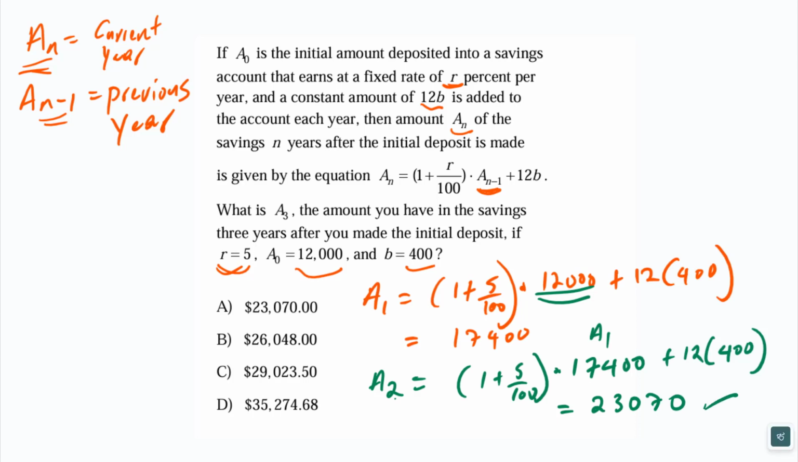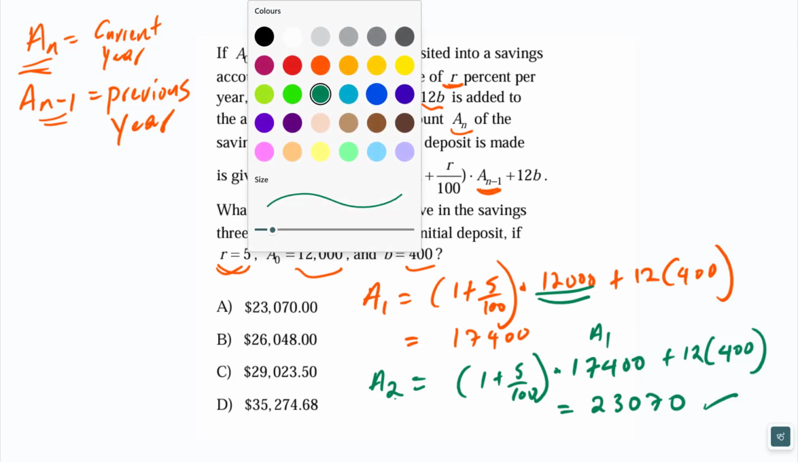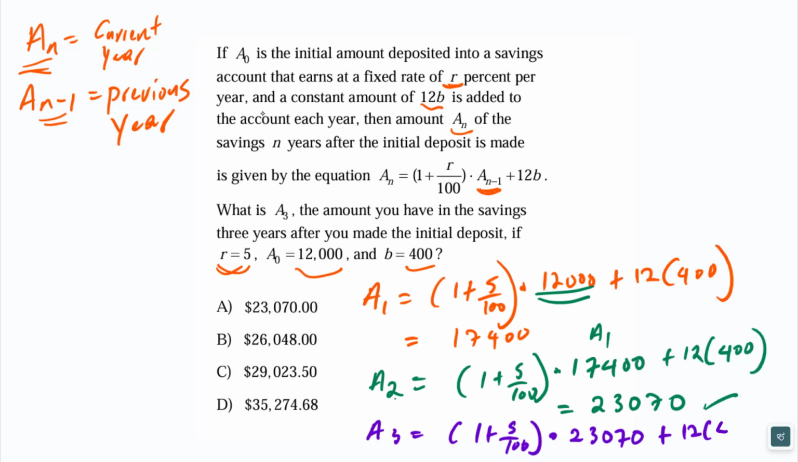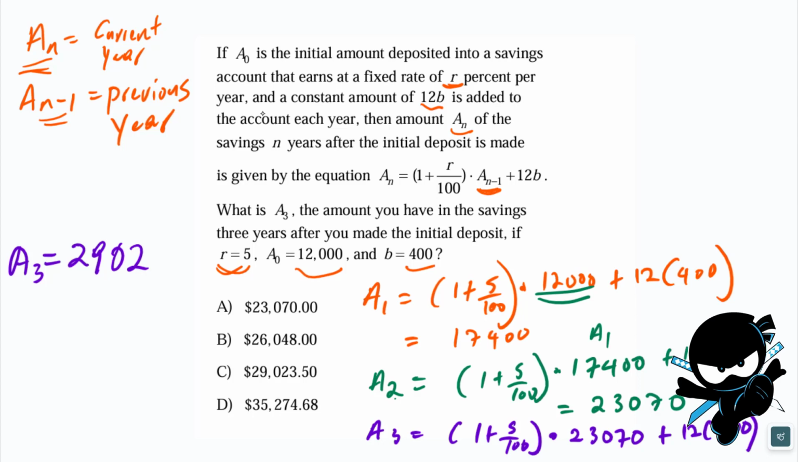Now, last but not least, we're going to calculate A3. So to calculate A3, let's use a different color. My A3 is simply going to be 1 plus 5 over 100 times, now I'm going to put in my A2, which is going to be 23070, plus 12 times 400. So my A3, if I type that into my calculator, is simply going to be 29023.50. So as a result, my answer is going to be C.